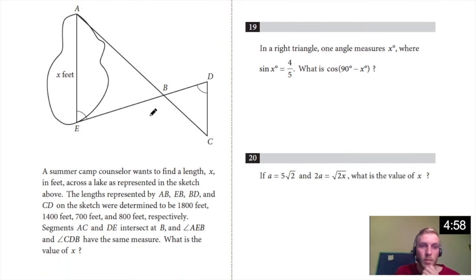Geometry problems, not my strong point. Let's see. A summer camp counselor wants to find a length x in feet across a lake. The lengths represented by AB, EB, BD, and CD were determined to be 1800, 1400, 700, and 800.